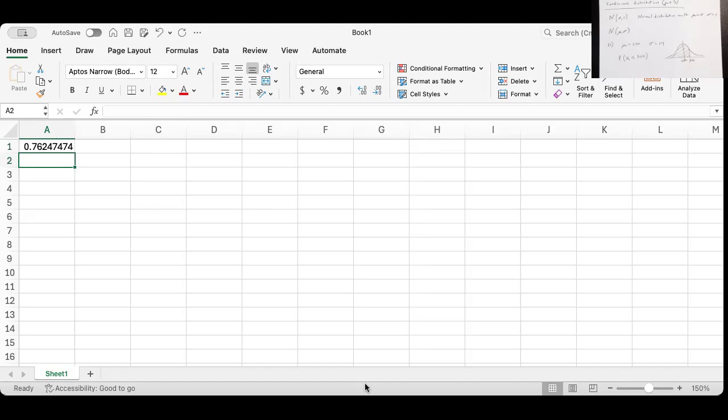76.25. I'll round to 4 decimal places because that's what's in the table in the back. I just copied the number over. Kind of hard to see, but it's up in the corner on the piece of paper.